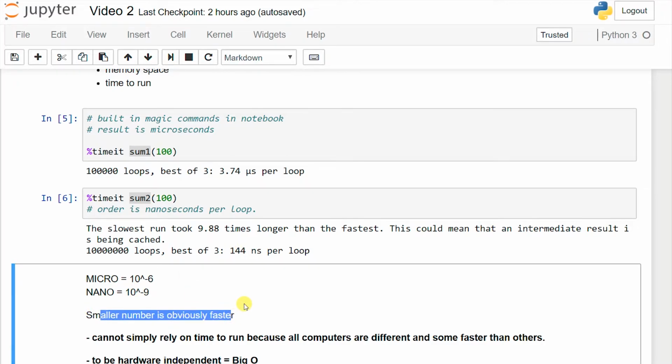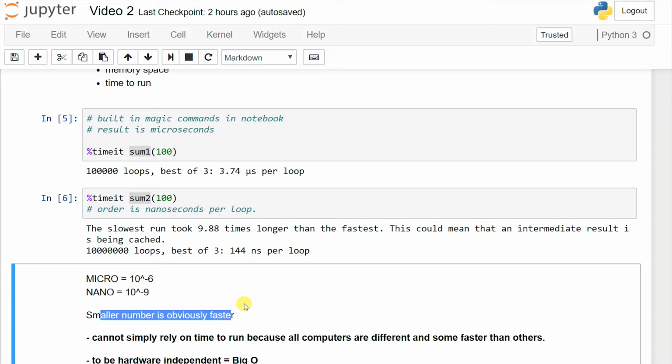So we can't rely on just time to run, because again, all computers are different. Hardware is going to be different. Some are faster than others. We want this to be hardware independent, and that's one of the big takeaways, because as you know, hardware is constantly changing. So how can we objectively determine if one function is faster or slower, or rather better or worse than another function, if we can't use the time parameter because of the differences between computers?